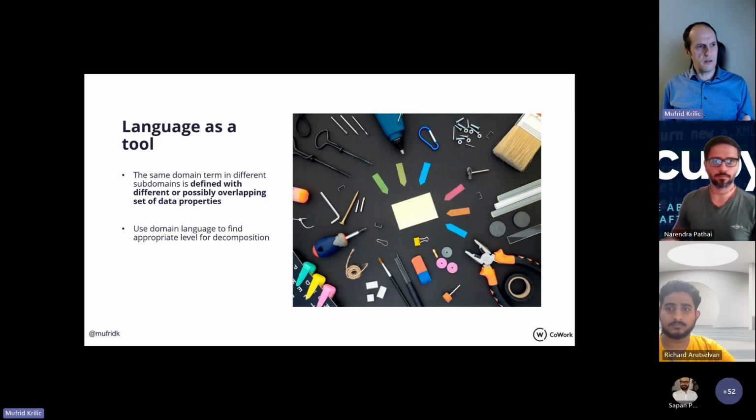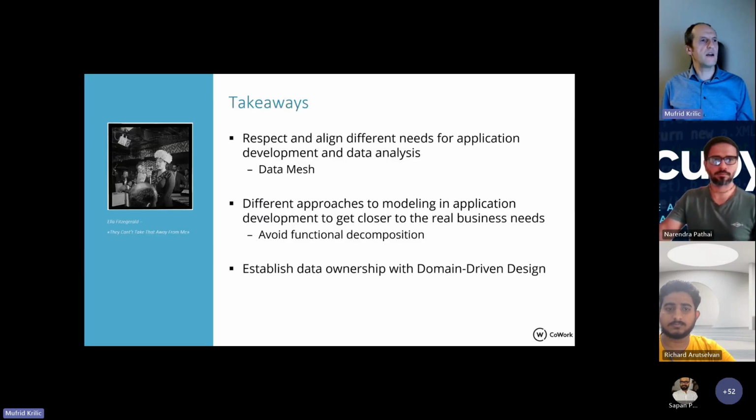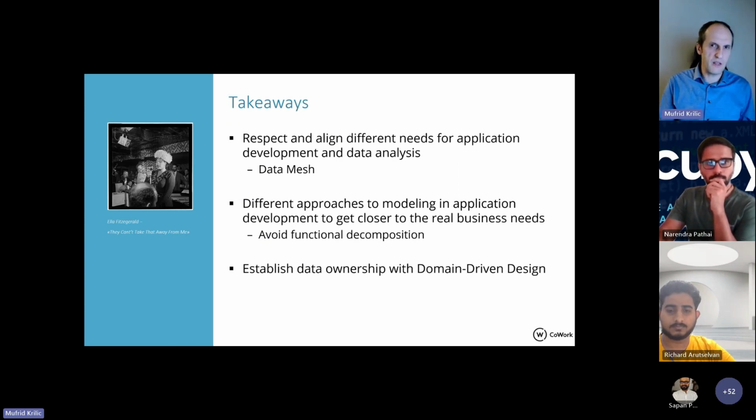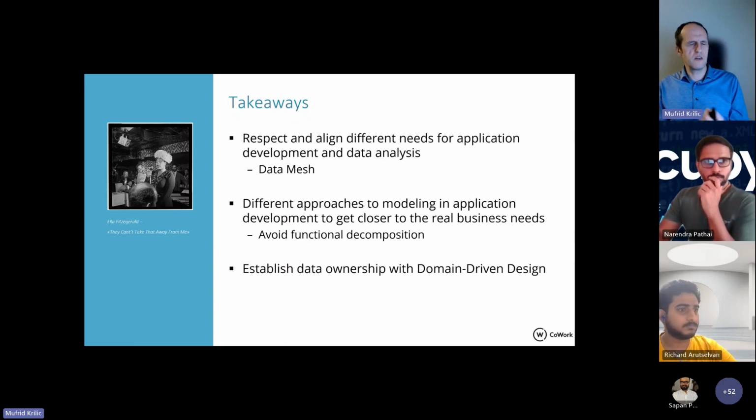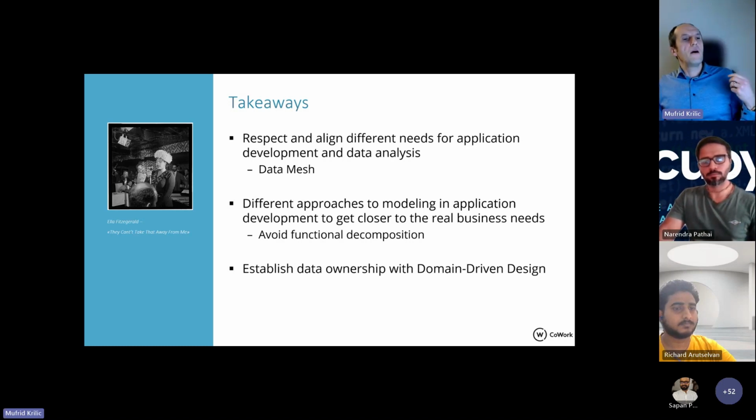So this is it. You need to respect different needs for application development and data analysis, but you want to align them. That's what data mesh is talking about. Let's align data ownership with the domain boundaries. However, to discover domain boundaries, you use domain analysis methodologies such as domain storytelling. There are others, like event storming, which is also popular. But you want to get closer to the real business needs.